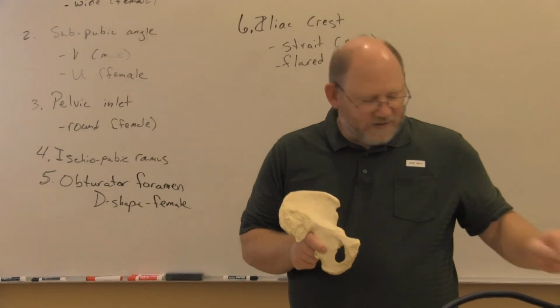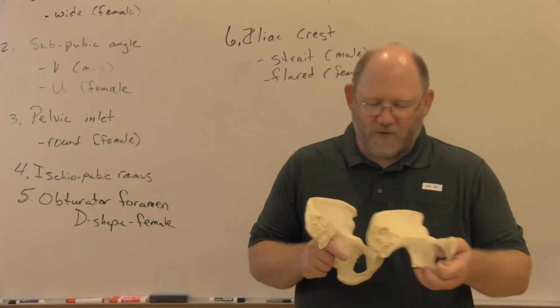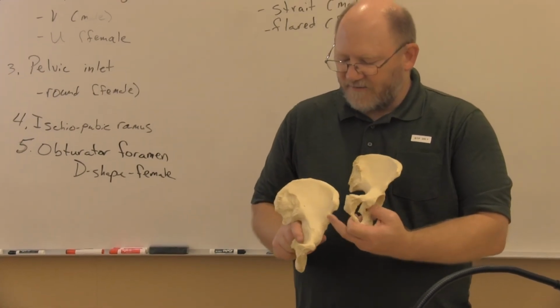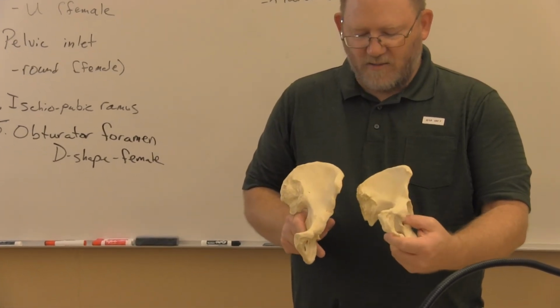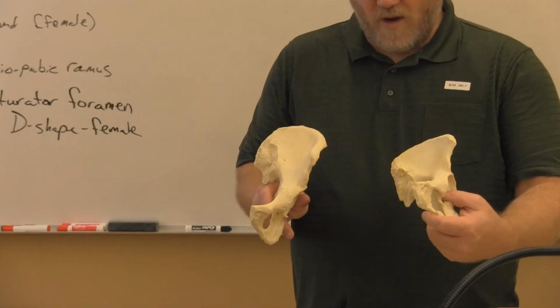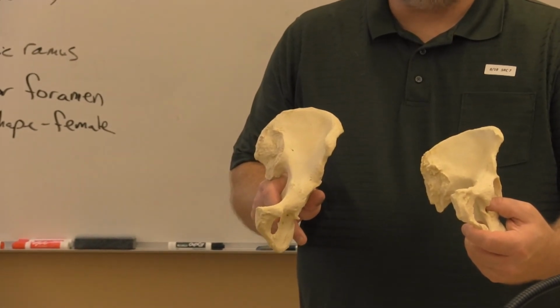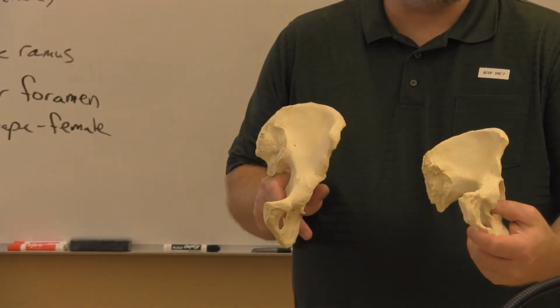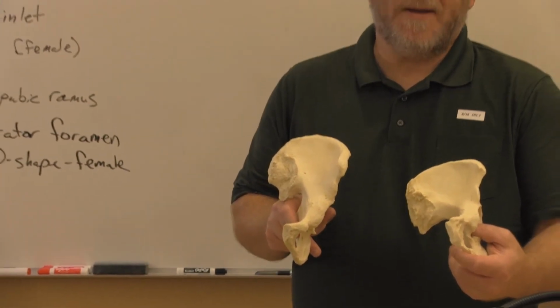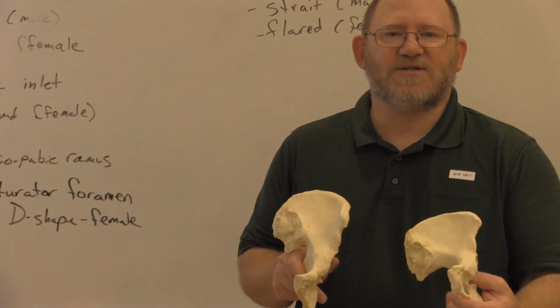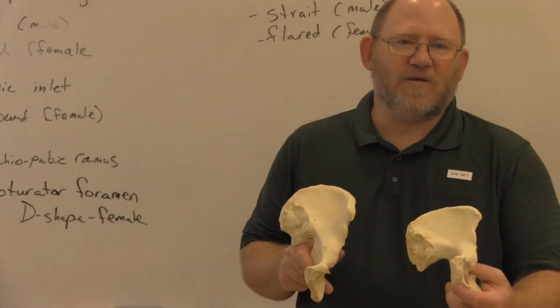So again, we can focus on the females, and it can be tough on camera without being able to hold them. What we see is a little bit of a difference in how tall or how separated the auricular surface is from the bone that's surrounding it.